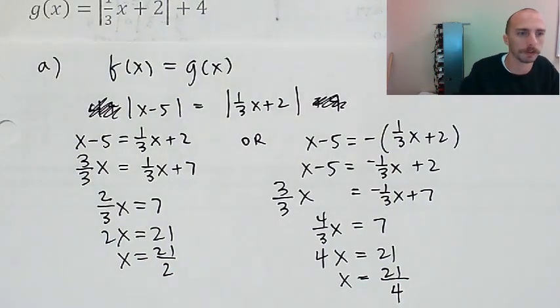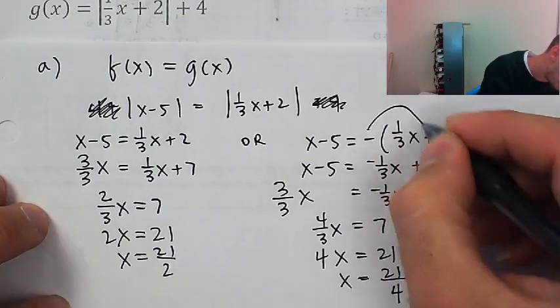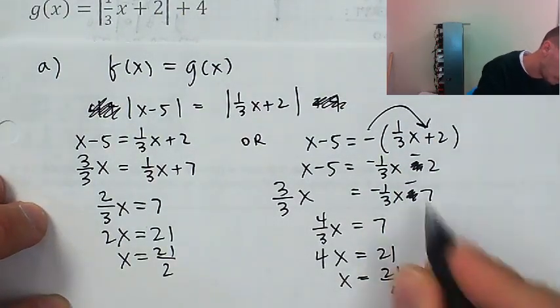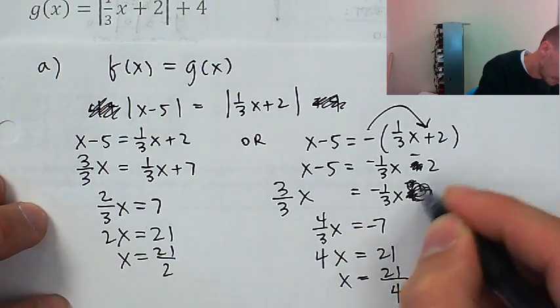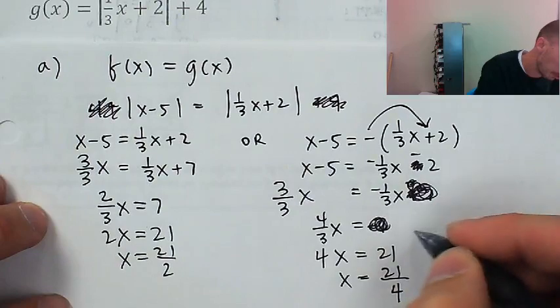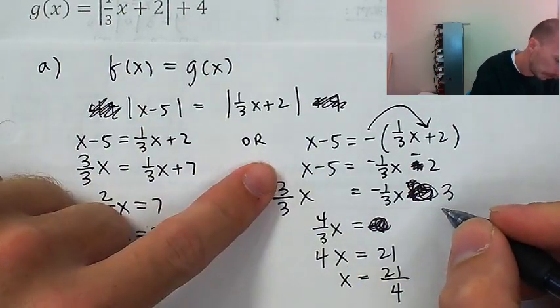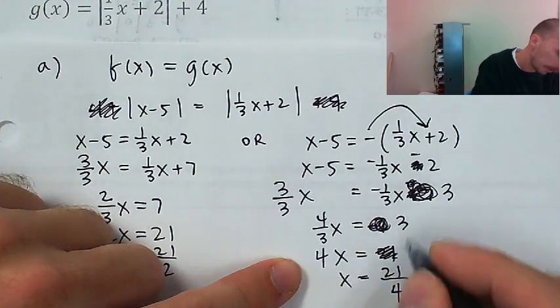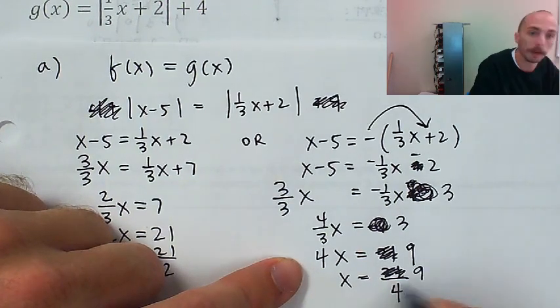Hold on, let me just check and make sure that's right. Nope, that was definitely not right, because when I distributed that negative, I forgot to make this negative, so this would become a negative. Now, this is where the difference is. When I add 5 to negative 2, I'm going to get positive 3. 4/3 x equals 3, so I'm multiplying both sides by 3 and getting 9, and then that would become 9/4.